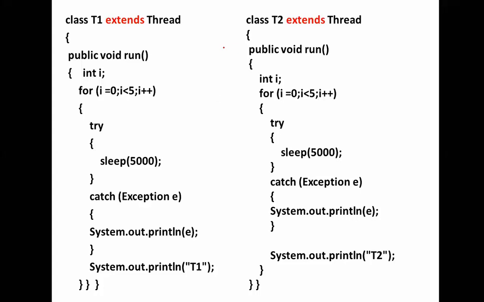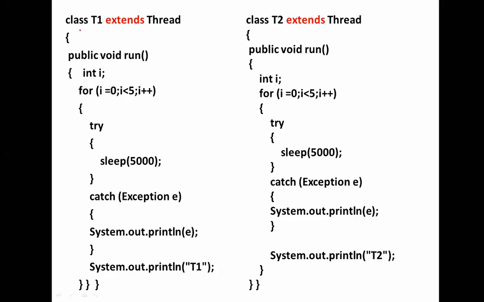So over here, I've created this class T1. How do we create a thread? Three steps. Derive a class from class Thread. Step 2, write a run method inside this class. Step 3, create an object of this particular class. This object that you create is a thread.